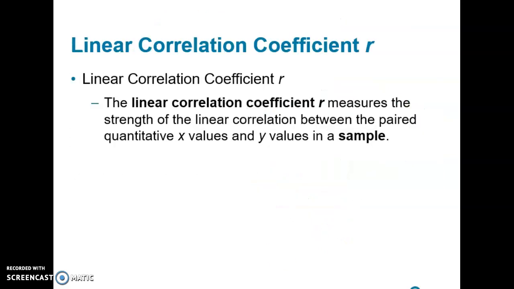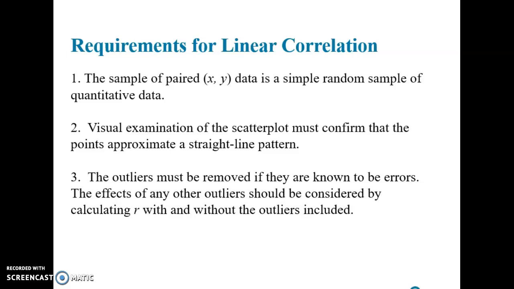Let's learn more about the linear correlation coefficient formally. So it's called R, and we'll be finding it using our calculator. It measures the strength of the linear correlation between paired quantitative X and Y values in a sample. The requirements for linear correlation are as follows. We're going to use a sample of paired XY data, and it should be a simple random sample of quantitative data.